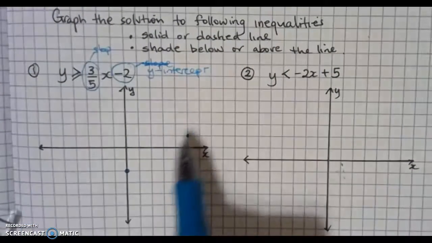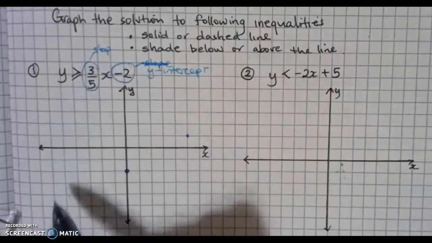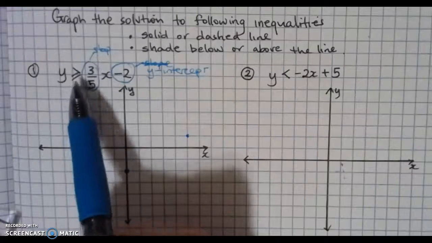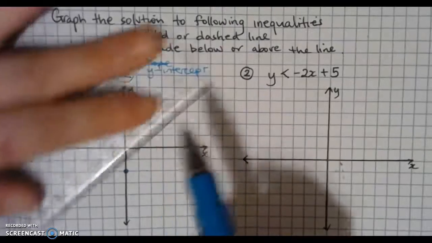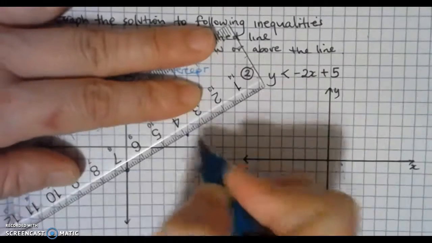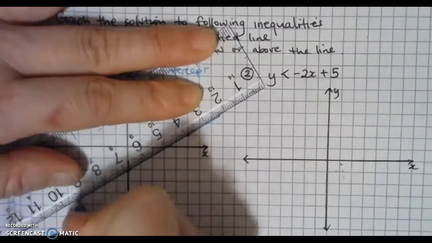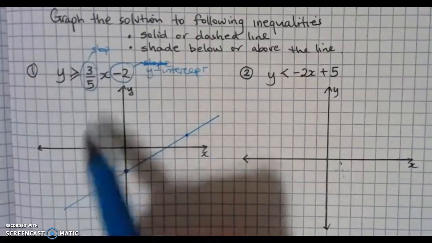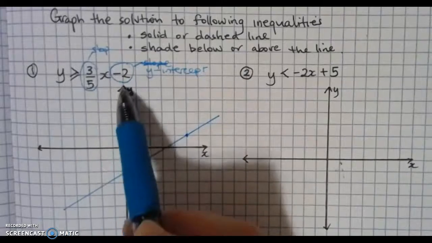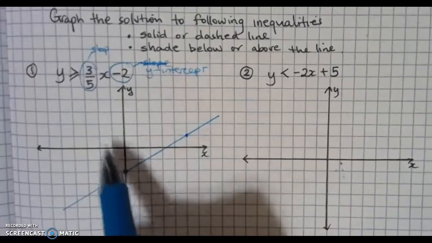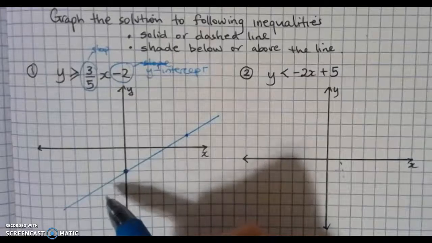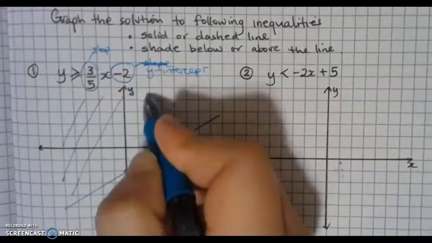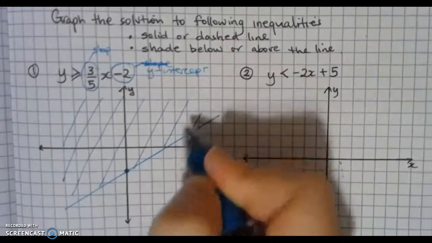Now I have to think about when I am drawing the line, is it going to be a solid line or dashed line? It's greater than or equal to. This equal sign means that the line is part of the solution. So I am going to do a solid line. And then we are looking at y is greater than the line. This is the y-axis, and y is getting bigger. We want the y to be bigger. That means it's going to be above the line. So it's all of this area here. So that's my solution.